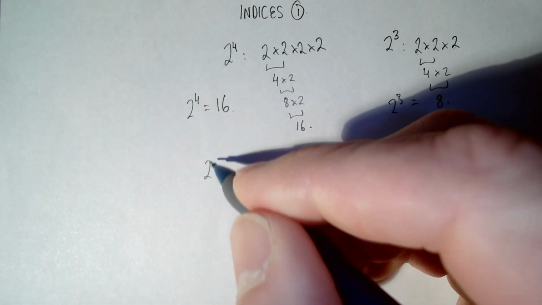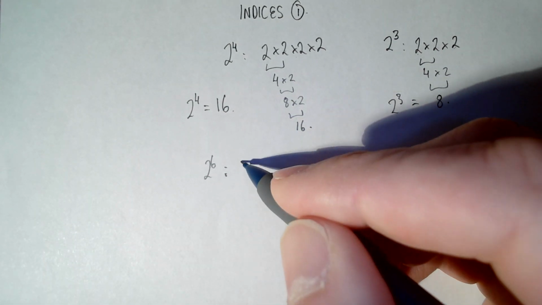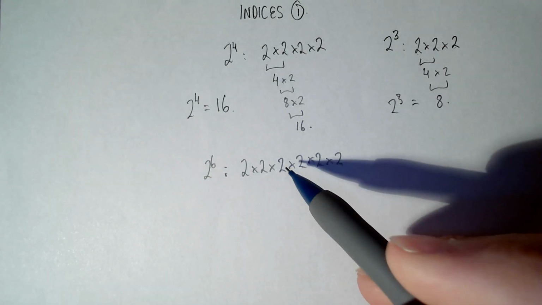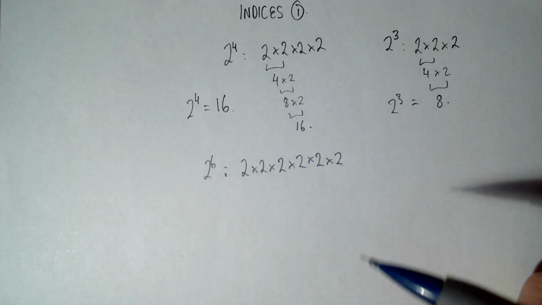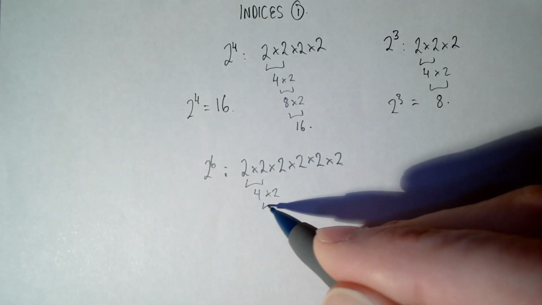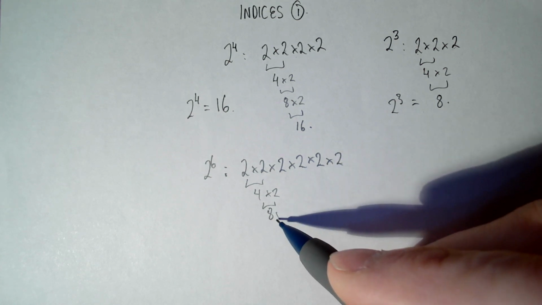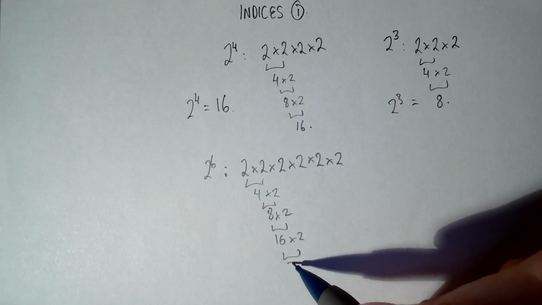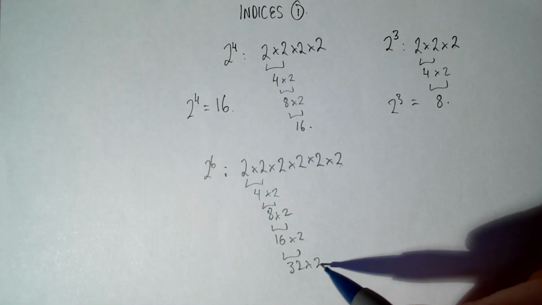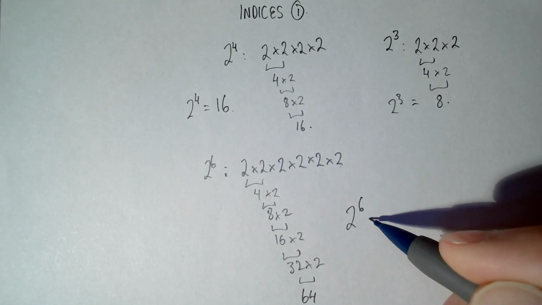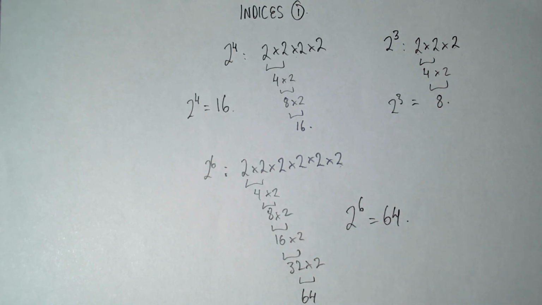Now let's try 2 to the power of 6. So this is 2 times 2 times 2 times 2 times 2 times 2. 1, 2, 3, 4, 5, 6, same as our index. So 2 times 2 is 4, 2 4s are 8, 2 8s are 16, 2 16s are 32, and 2 32s are 64. So we can say that 2 to the power of 6 is equal to 64.